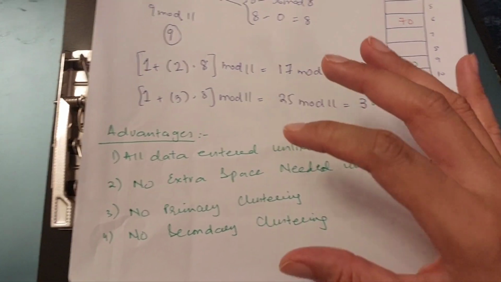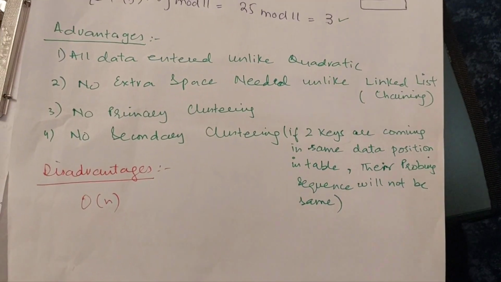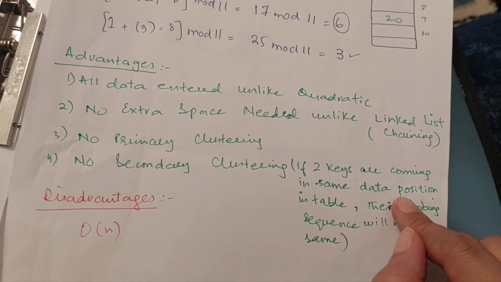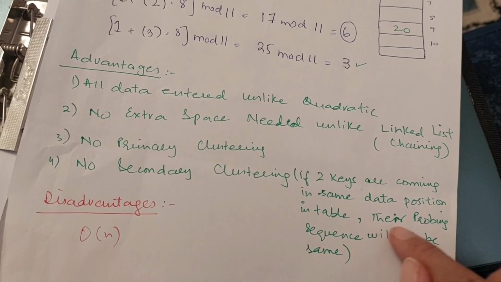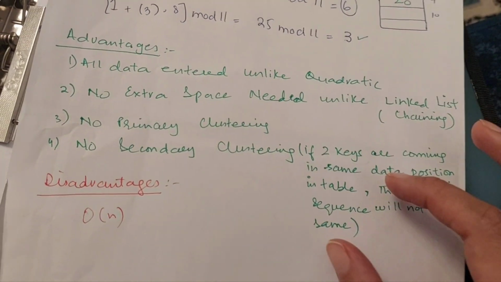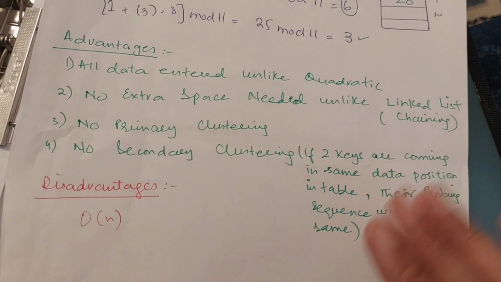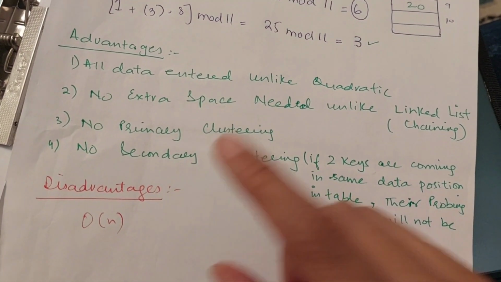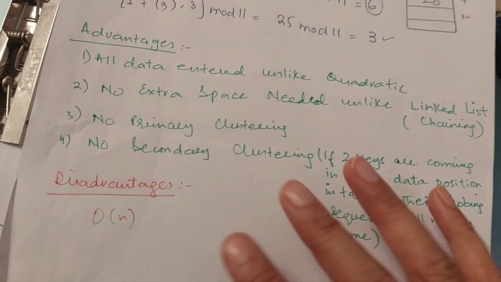So these four are the big advantages. I have written as well that if two keys are coming in the same data position in the table, their probing sequence will not be the same in the case of double hashing. But in the case of quadratic hashing, their probing sequence used to be the same. That is why we were having that secondary clustering issue in quadratic hashing.